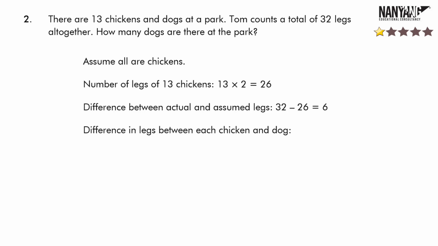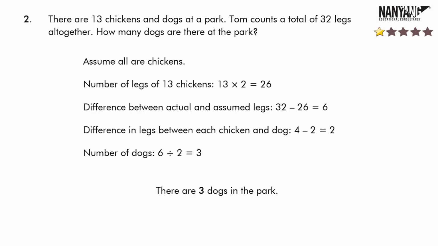Now let's look at the difference in legs between each chicken and the dog. Now it should be common knowledge that a dog has 4 legs, so our difference should be 4 minus 2, which would be 2. So now we can find the number of dogs. That would be 6 divided by 2 equals 3. So there are 3 dogs in the park.